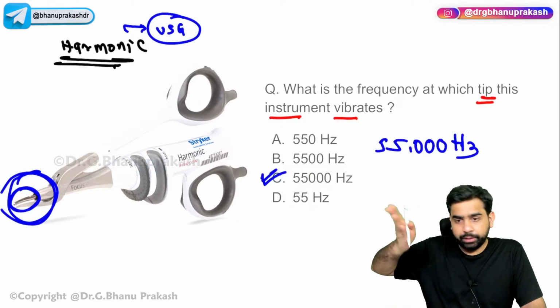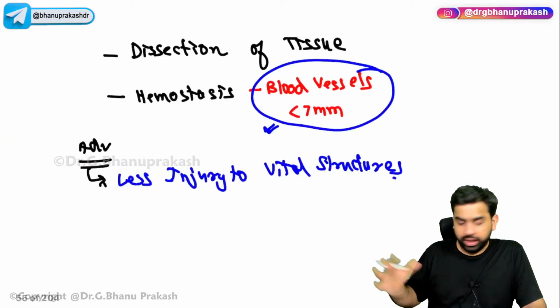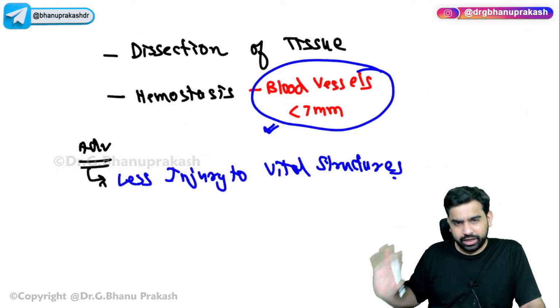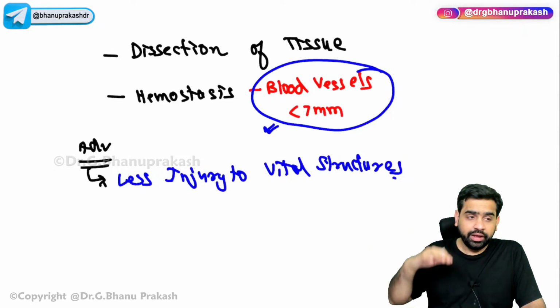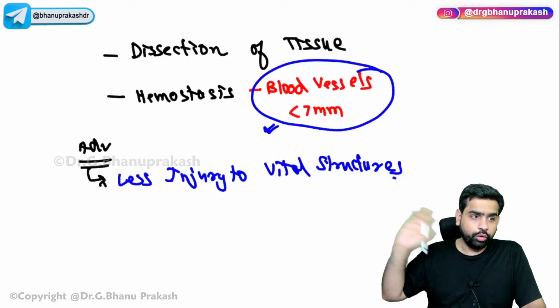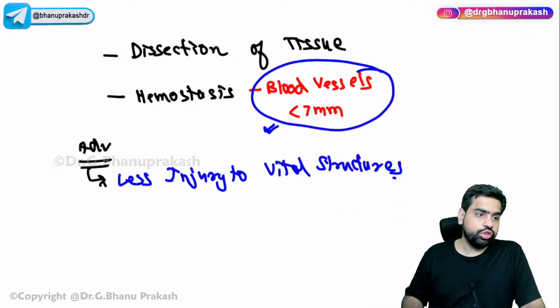With this, the tissue can be cut and dissected, and hemostasis can be achieved, right? So that is all about the harmonic scalpel. At least remember these particular things: up to 7mm vessels can be hemostasized. And the advantage is that the surrounding vital structures are not going to get injured, or the chance of injury is very, very less if you're using the harmonic scalpel.